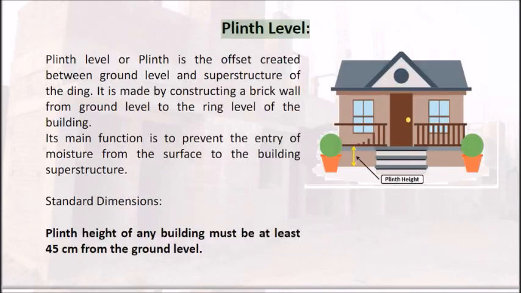Plinth level. Plinth level or plinth is the offset created between ground level and superstructure of the building. It is made by constructing a brick wall from ground level to the floor level of the building. Its main function is to prevent the entry of moisture from the surface to the building superstructure. Standard dimensions. Plinth height of any building must be at least 45 cm from the ground level.